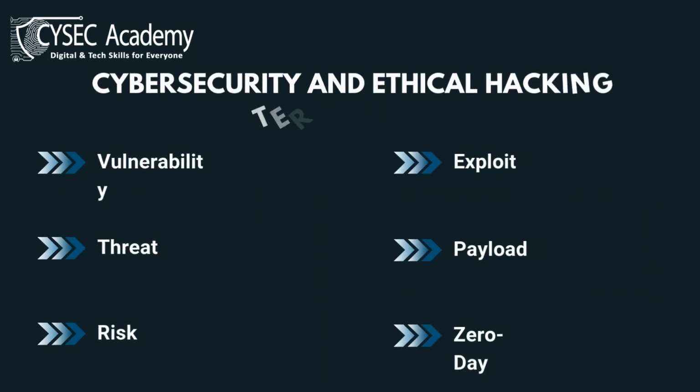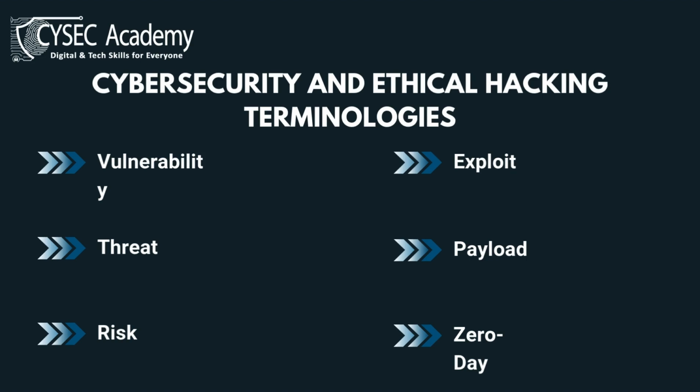Cybersecurity and ethical hacking terminologies. 1. Vulnerability, a system weakness that attackers can exploit. 2. Threat, a potential danger that may exploit a vulnerability. 3. Risk, the chance of harm when a threat exploits a vulnerability. 4. Exploit, code or commands used to take advantage of a weakness. 5. Payload, the component of an exploit that carries out the attack.